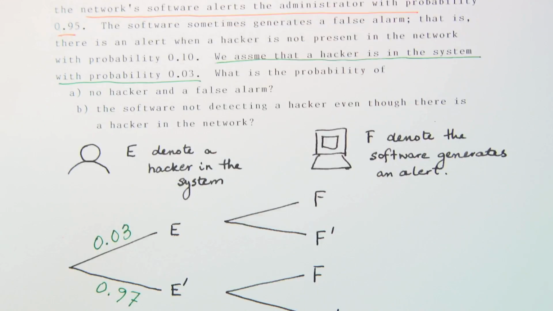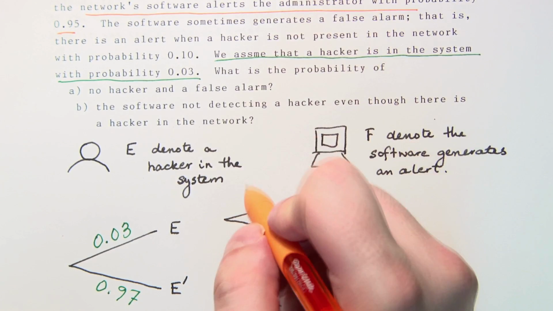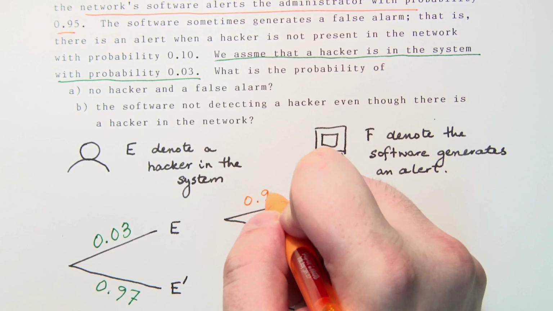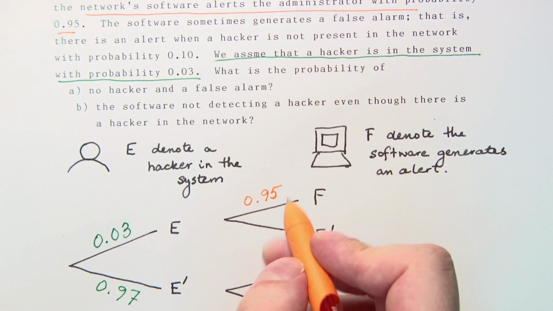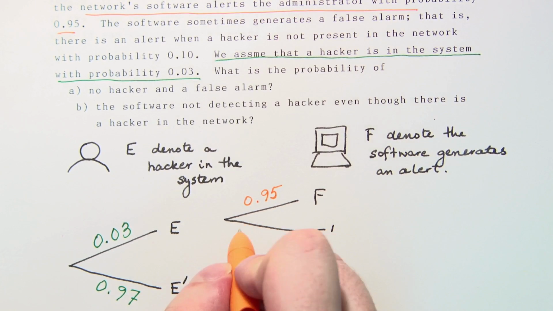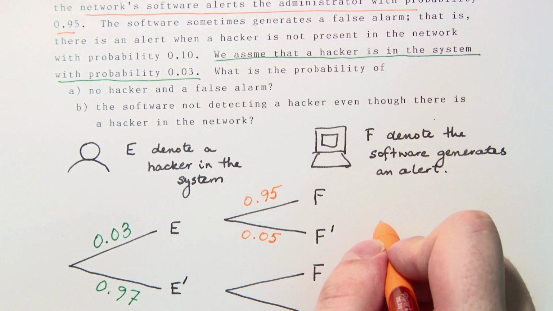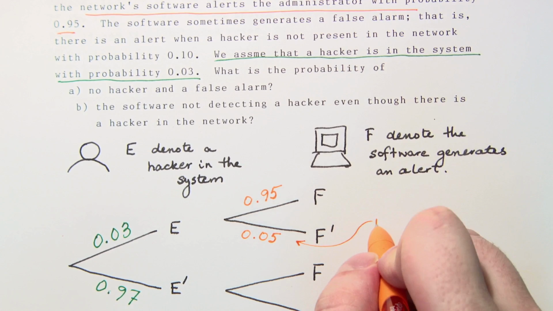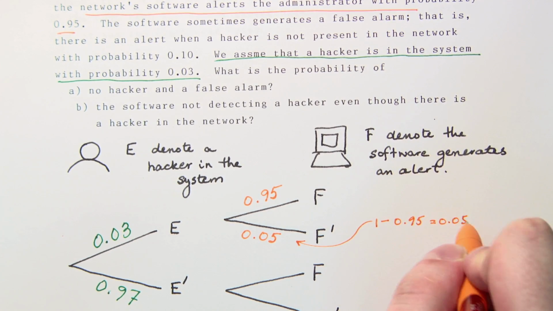So going back to our tree diagram, there is a hacker in the system. It's going to give me an alert. So this is 0.95. Which means that by the complement, the probability that there's a hacker in the system and I don't get an alert is going to be 0.05. And again, this is just the complement, that 1 minus 0.95 equals 0.05.